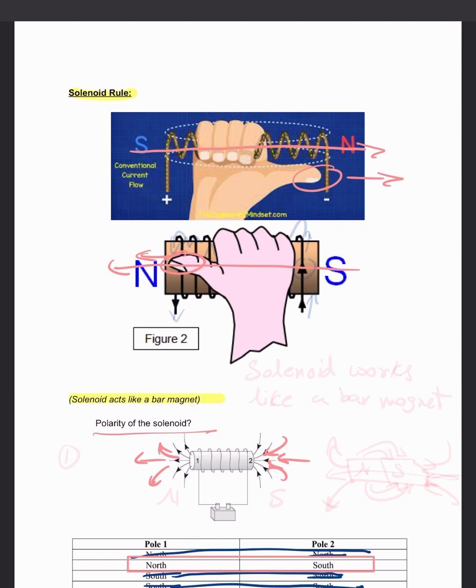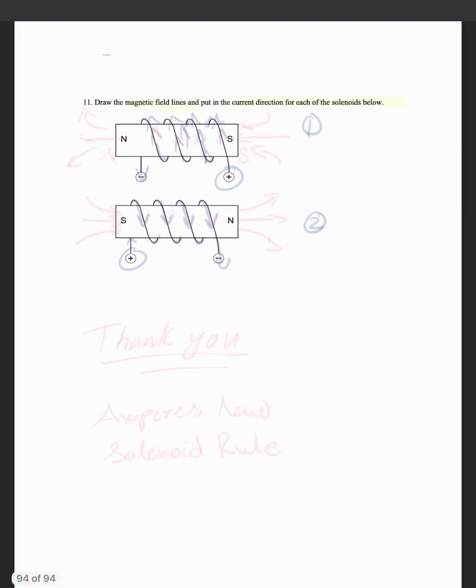Now, moving on to our next examples, we can see that it asks us to draw the magnetic field lines and put in the current direction for each of the solenoids below. So let's look at this. We can see that for our first example, this is north and this is south. And we have to think, north and south, how does the polarity work with those?